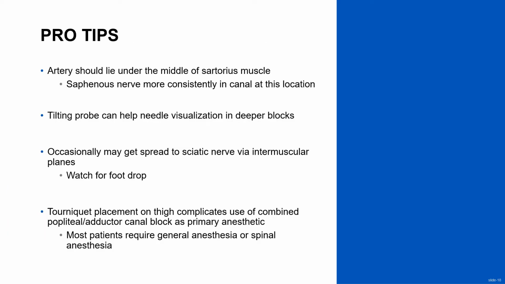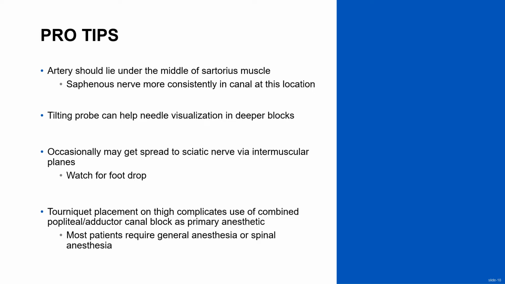Here are some pro tips to improve your success with adductor canal blockade. The artery should lie under the thick middle part of the sartorius muscle for best results. In patients where the adductor canal is deeper, tilting or toeing in the probe can help needle visualization. It is important to remember that occasionally the local anesthetic may spread to the sciatic nerve if you're doing an isolated adductor canal block. Watch out for foot drop after this block. It does happen.